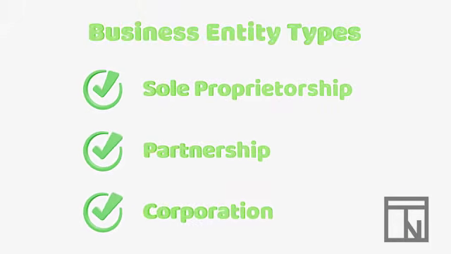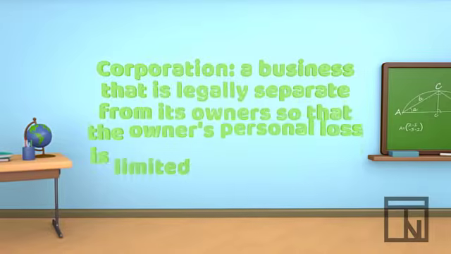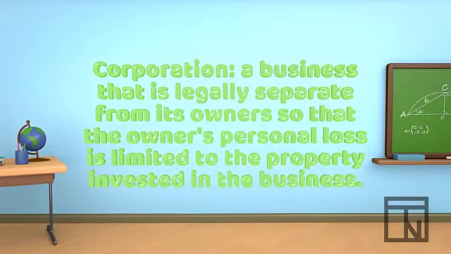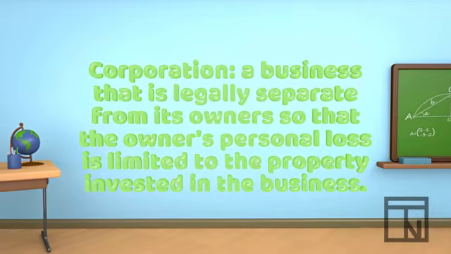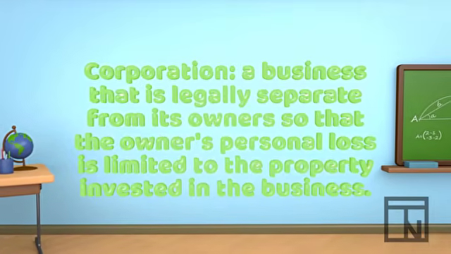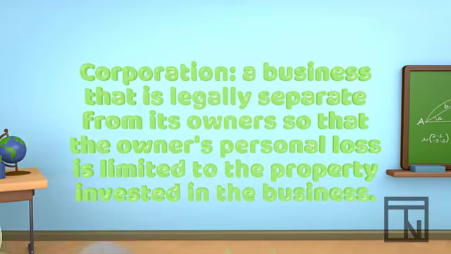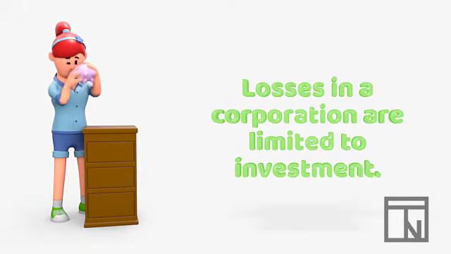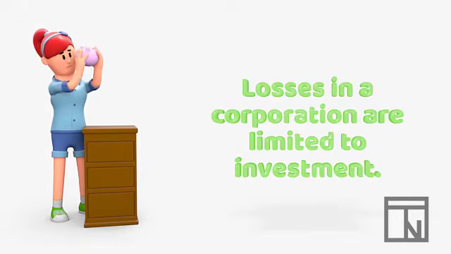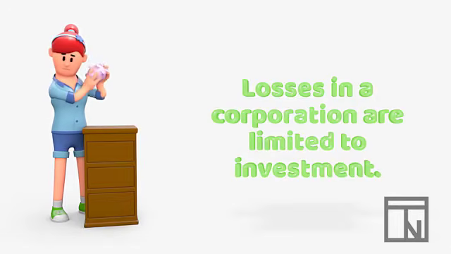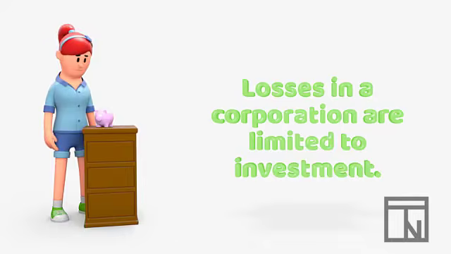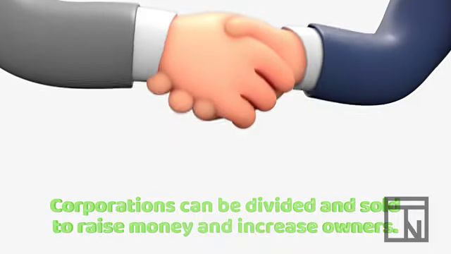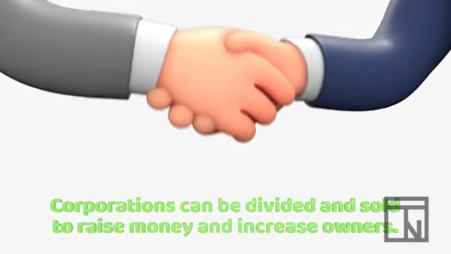Another business entity that Jill could form is a corporation. Unlike a sole proprietorship and a partnership, a corporation is a business that is legally separate from its owners so that the owner's personal loss is limited only to the property they invest in the business. So with a corporation, Jill can register the company as a separate legal entity. That way, if something happens to the company, Jill only loses the money she invested in it. But they can't come after her legally for the debts or obligations that the business was responsible for. That's pretty cool. It also allows Jill to sell part of her business to others as a way to raise money and bring on more owners.